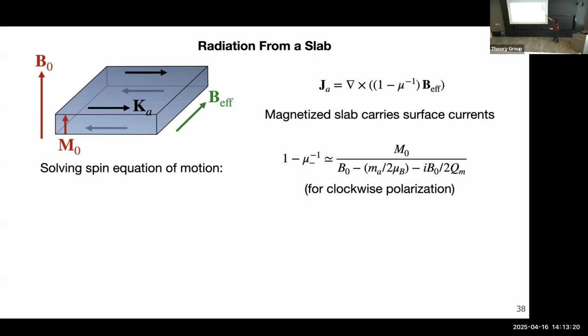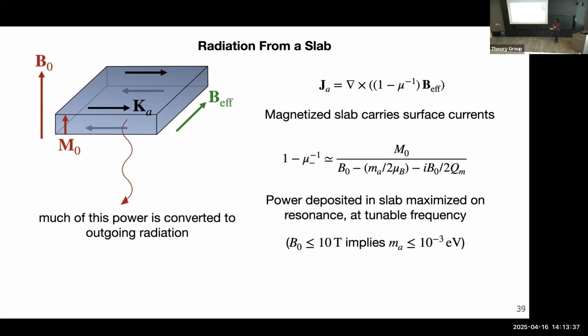So this thing that determines how much current you get is the magnetization, of course, in the numerator, divided by this thing over here. And this is a typical resonant response. So basically, when the axion mass matches some characteristic frequency, then the denominator becomes small. It just becomes purely imaginary. So this is typically just what you would expect from a resonant response.